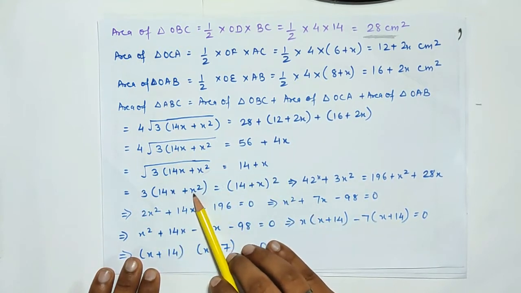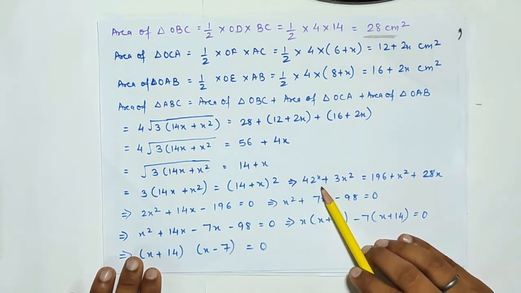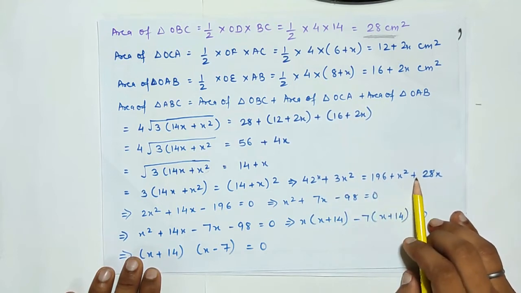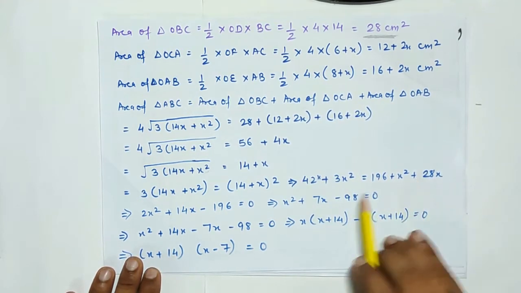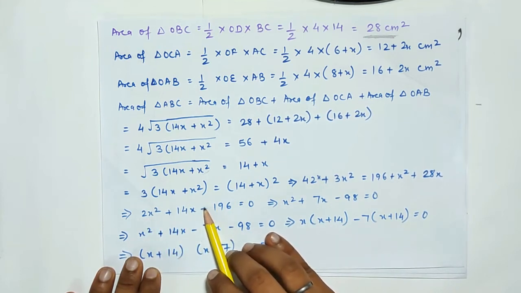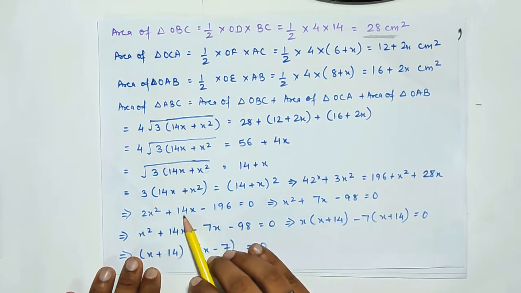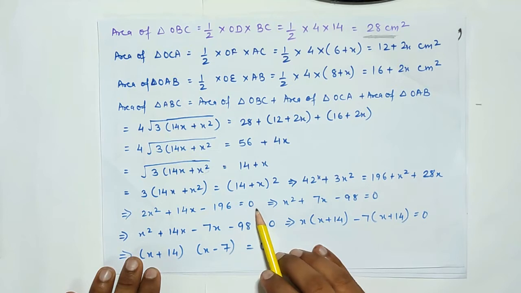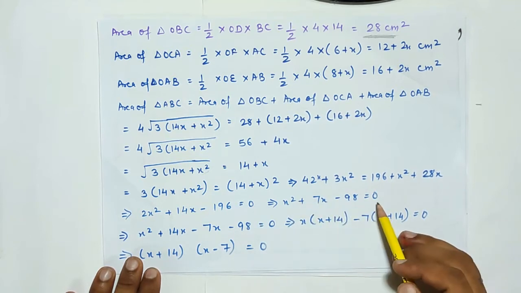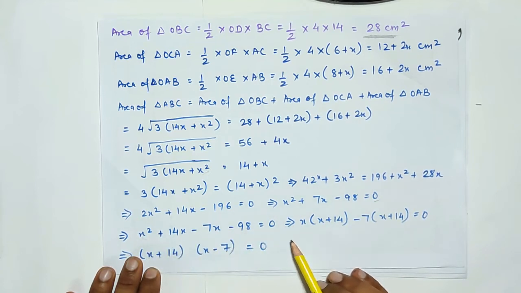Squaring, 3(14x plus x squared) is equal to (14 plus x) squared, so 42x plus 3x squared is equal to 196 plus x squared plus 28x. So 2x squared plus 14x minus 196 is equal to 0. Let's repeat this: 2x squared plus 14x minus 196 is equal to 0. X squared plus 7x minus 98 is equal to 0. X squared plus 14x minus 7x minus 98 is equal to 0.